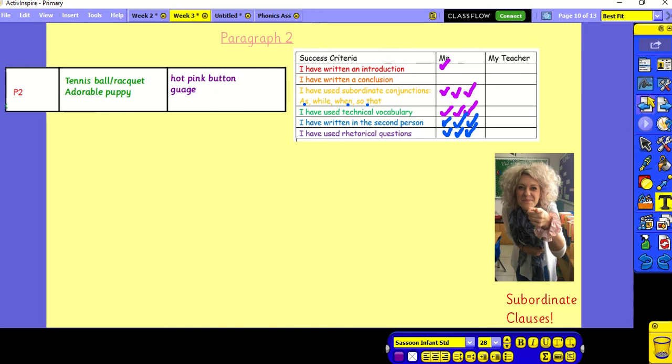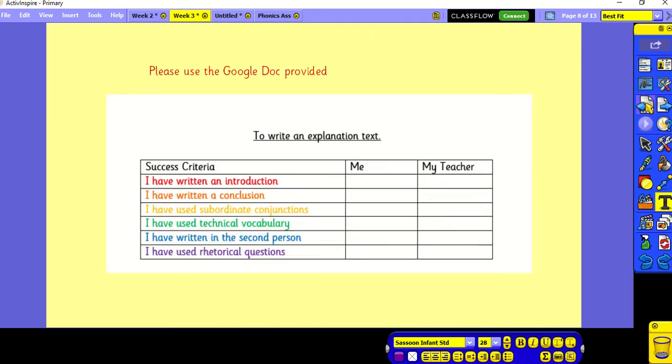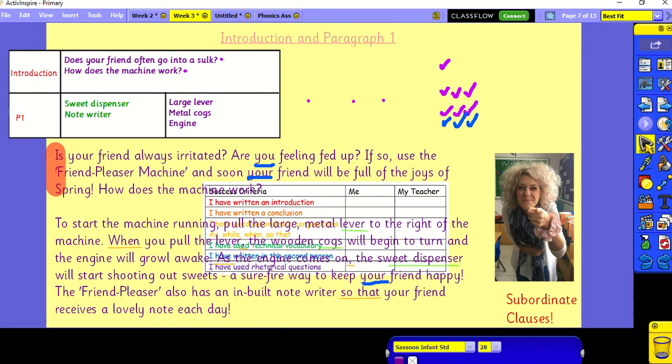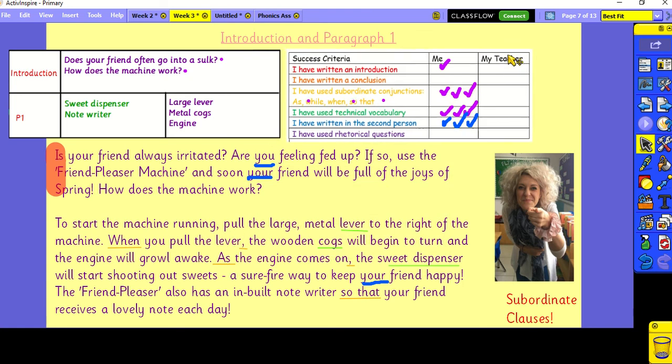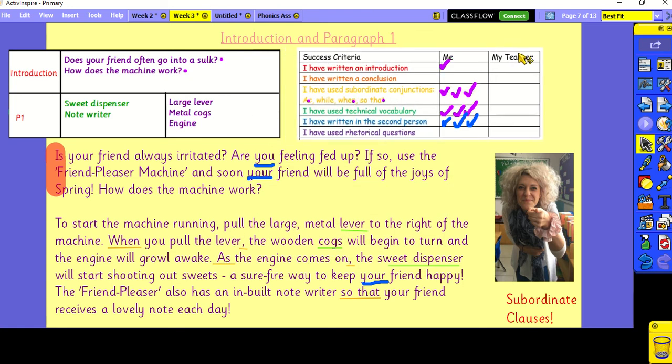Before we start, very important, let's reread what we wrote last lesson. We always should do that before you start. So, is your friend always irritated? Are you feeling fed up? If so, use the friend pleaser machine, and soon your friend will be full of the joys of spring, which meant really happy. How does the machine work?